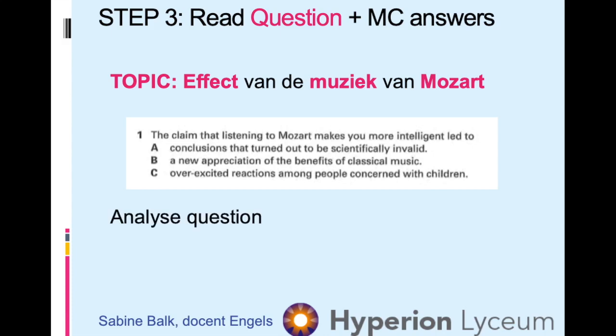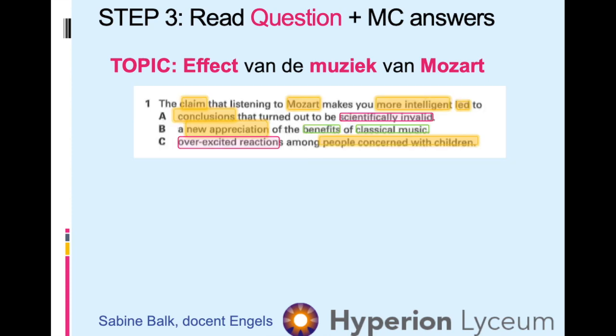Now let's analyze the question, and we do that by looking for keywords. And there's quite a few in this question actually. So let's go. They are going to be talking about a claim, so it's somebody's opinion, that listening to Mozart makes you more intelligent. And they are talking about what that claim led to, so the result of that claim. And then in the first multiple choice answer, they talk about conclusions that turned out to be scientifically invalid.